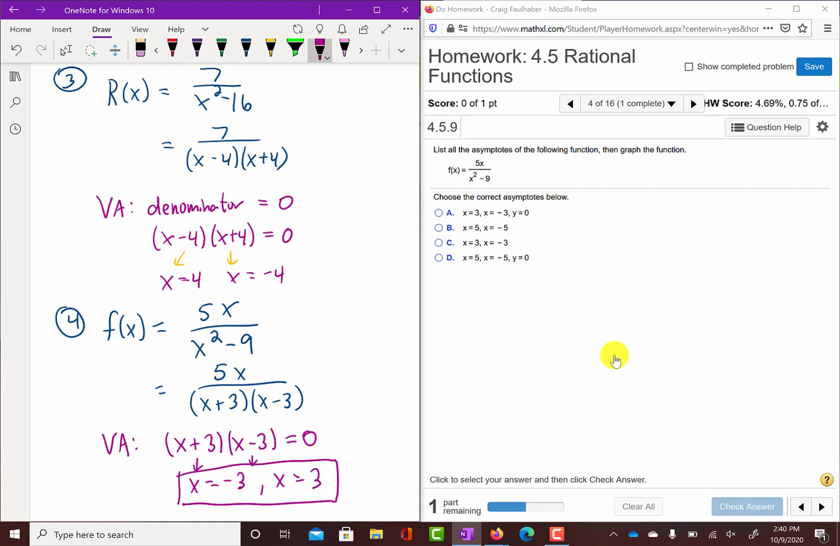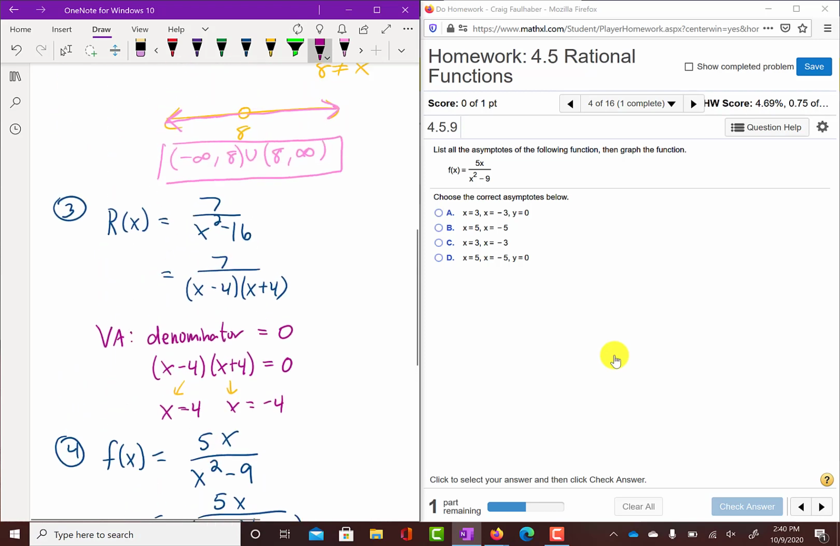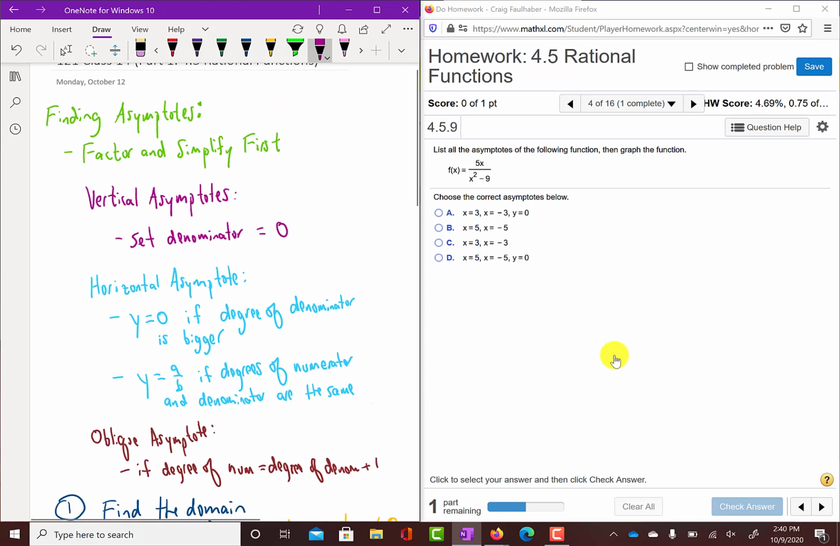Now, what other asymptotes might we have here? If we go back up to our rules about asymptotes, and we inspect the degree of the numerator and the degree of the denominator, we'll notice that the degree of the numerator is 1, while the degree of the denominator is 2. That means that the degree of our denominator is bigger than that of the numerator, so we have a horizontal asymptote at y equals 0.